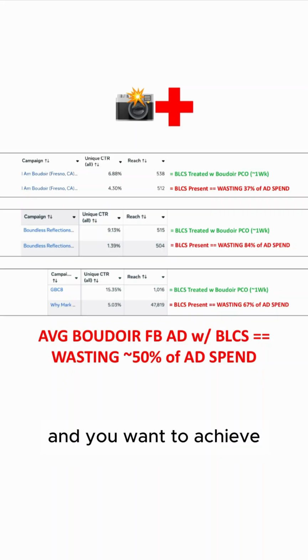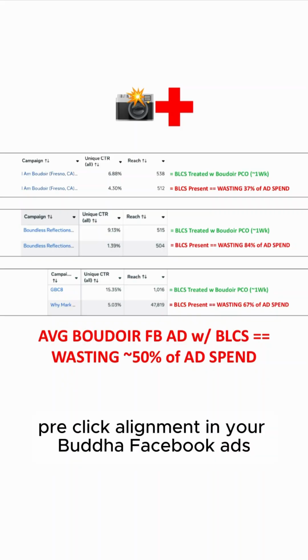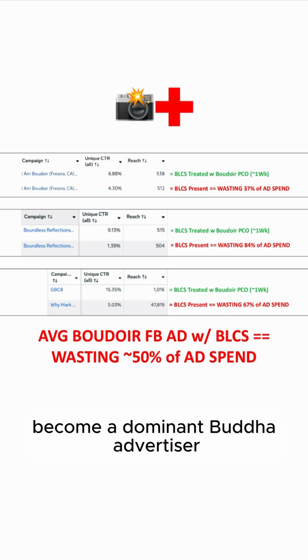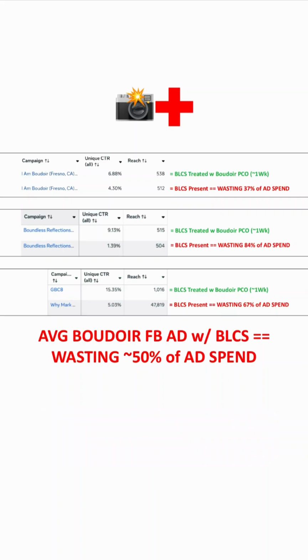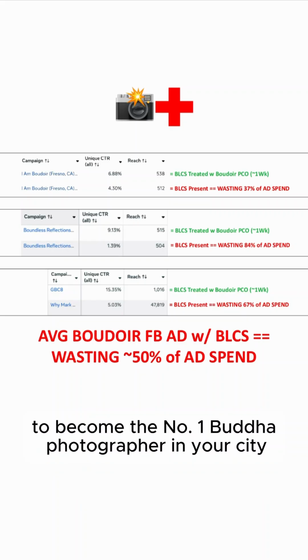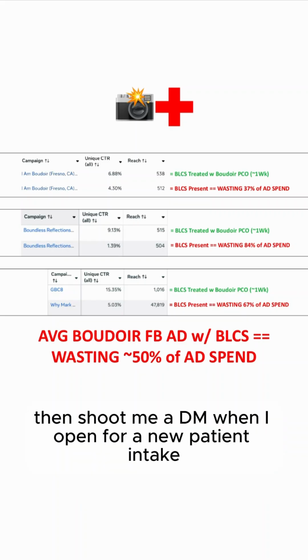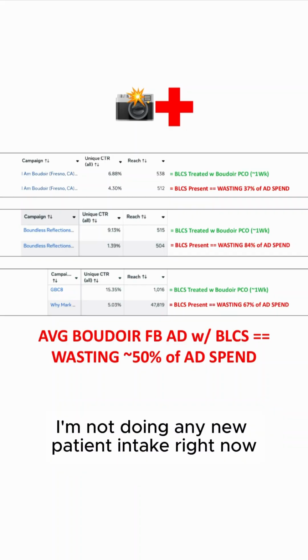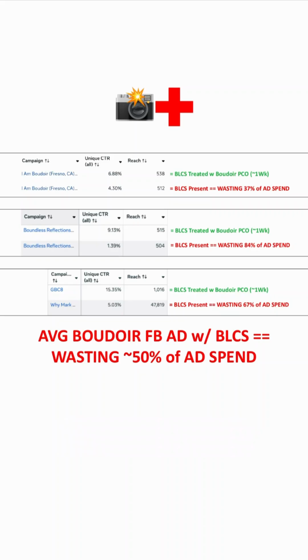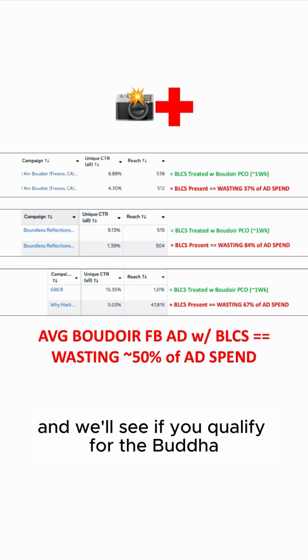And if you want to achieve pre-click alignment in your Boudoir Facebook ads, become a dominant Boudoir advertiser, and achieve Boudoir brain entry boost, because you need that on your path to become the number one boudoir photographer in your city, then shoot me a DM when I open for new patient intake. My DMs are closed right now. Yeah, not doing new patient intake right now, but when I do open it, shoot me a DM and we'll see if you qualify for the Boudoir Pico treatment.